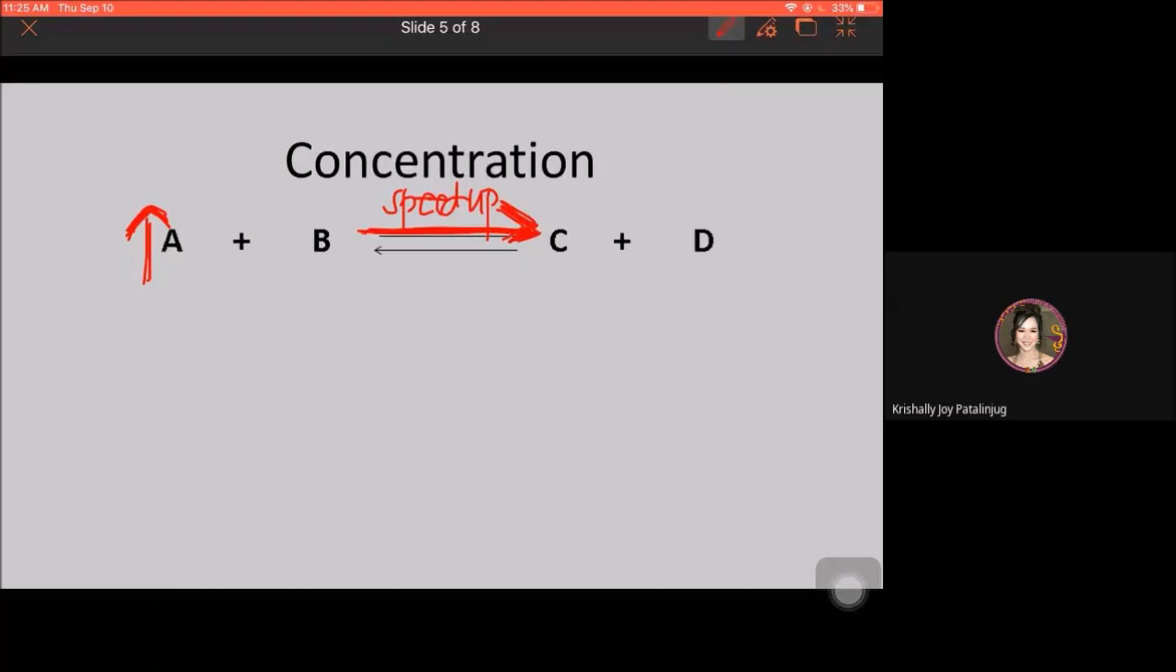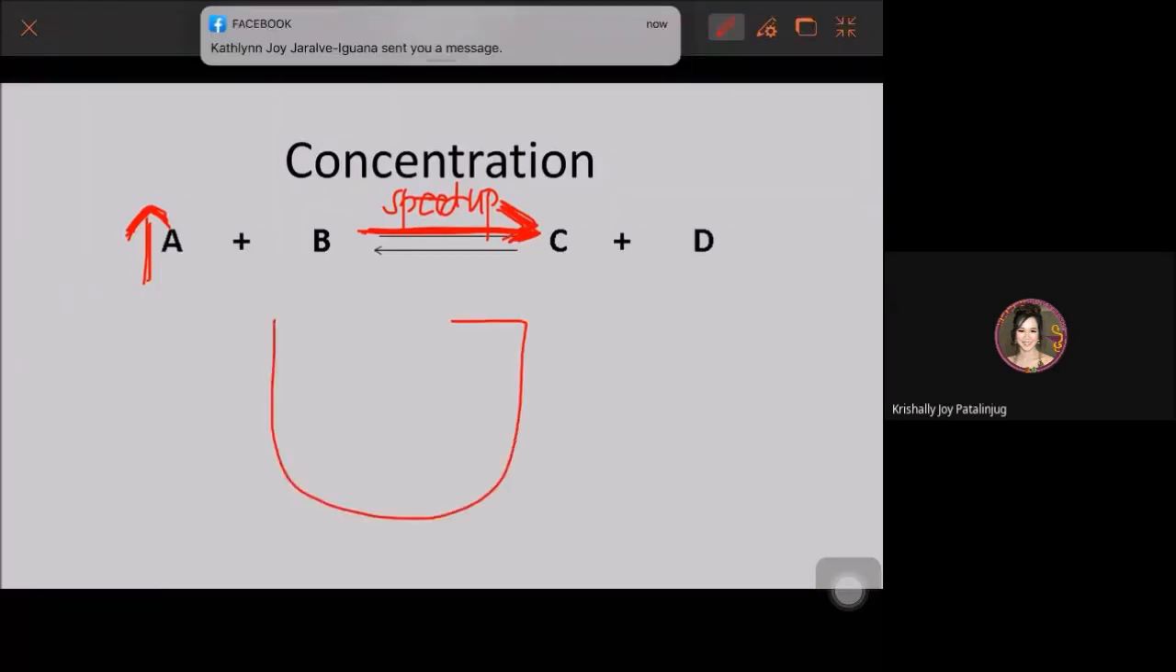Now, para ma-understand, bakit kailangan mag-speed up? Bakit ganun yung pag-shift? Bakit hindi pa backward na reaction? Bakit yung forward reaction? Okay, to easily understand this, let's try to use this concept. Try natin i-use yung concept of a U-tube. Okay, example, meron tayong U na tube.